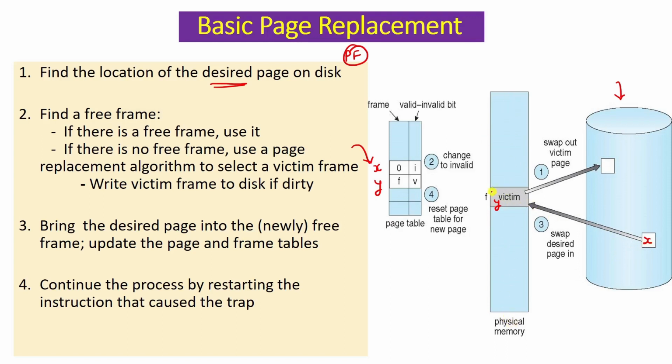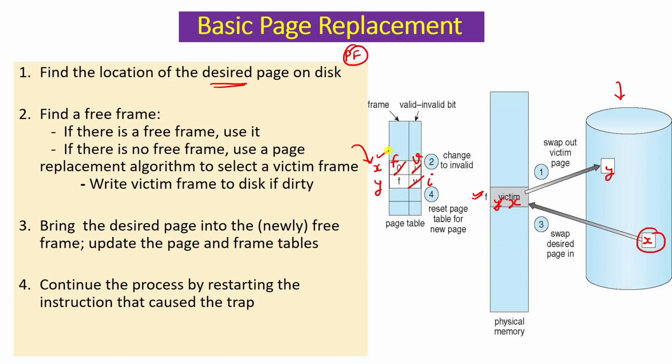A victim page will be selected. Let's say F is selected as the victim page by the page replacement algorithm. That means page Y will be stored inside the swap space on the hard disk, and frame F will be made free. After we have kept Y there, we have to change the entry. This will be set to invalid because page Y has now moved back to the swap space. Now we have to bring the desired page X inside this frame. So now F has the page X, so X is now mapped to F, and here it will be valid.